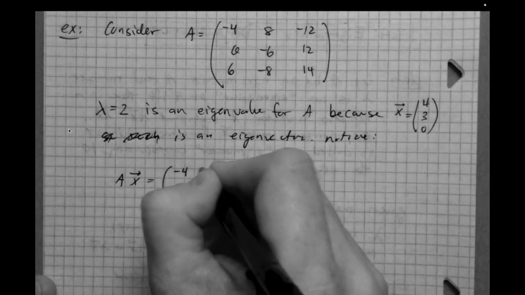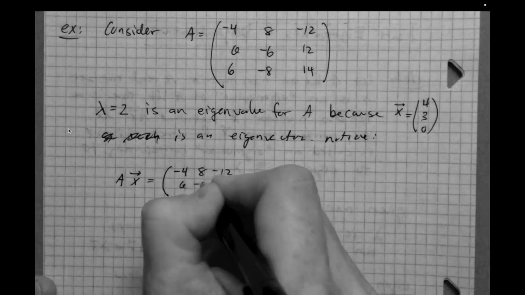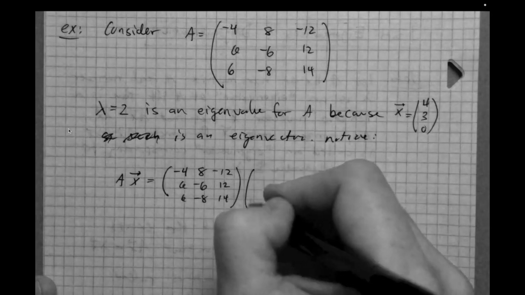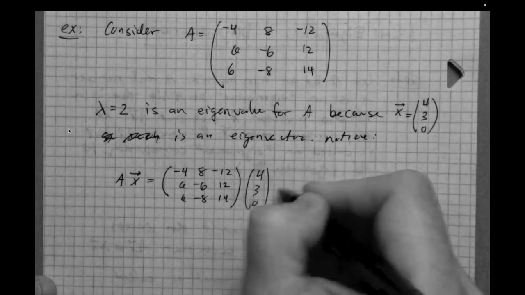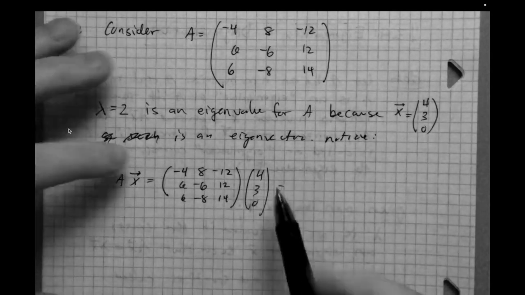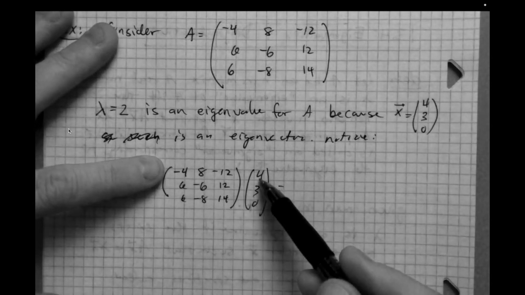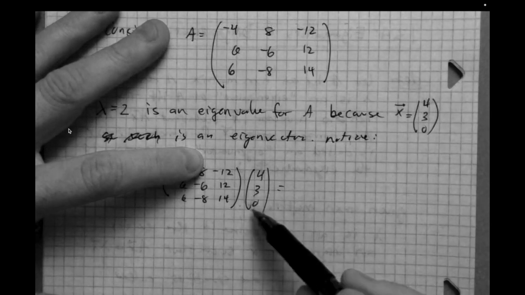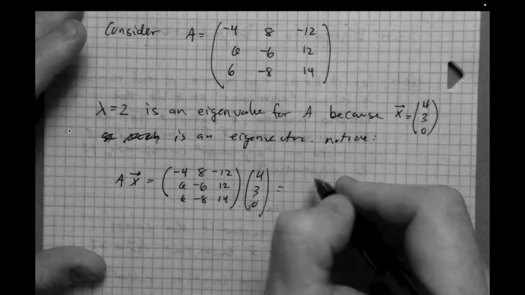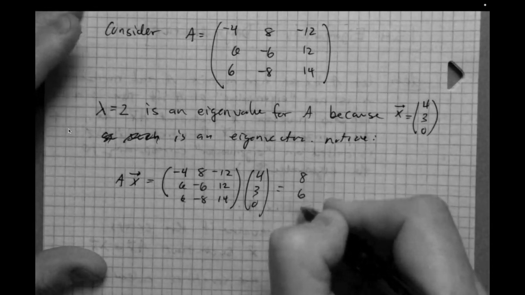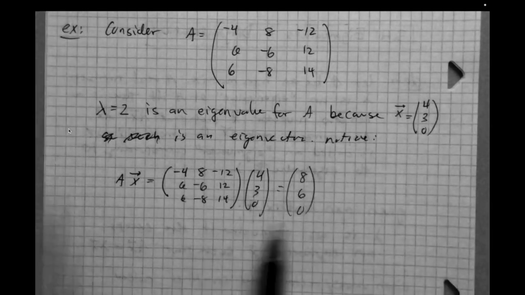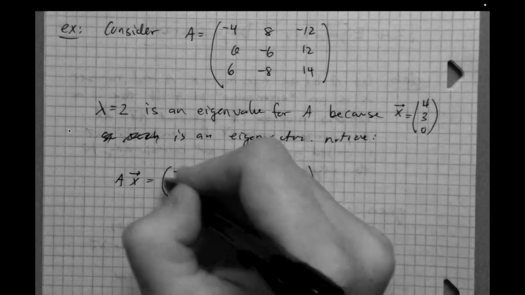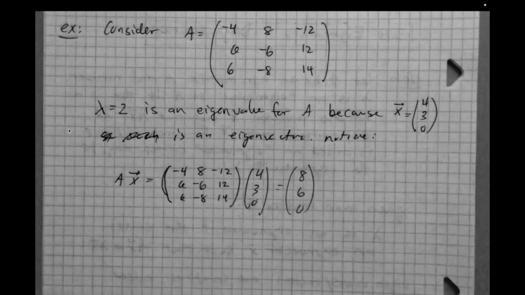So we can multiply these together. And you can do this, right? So it'd be negative 4 times 4 plus 8 times 3 minus 12 times 0, right? And when you do that, you'll get 8, 6, and 0. So take your time, pause the video if you need to, and make sure that this multiplication works, and that you know exactly where these quantities are coming from.